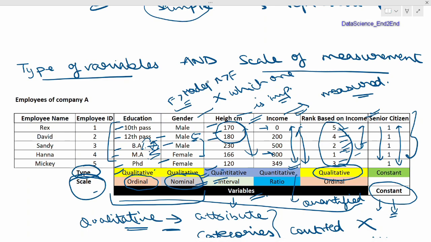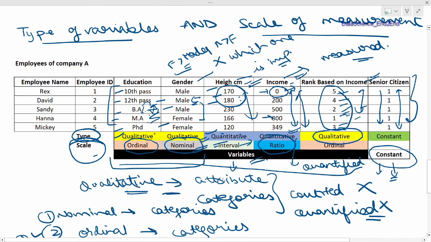The final one is the ratio scale. In case of ratio scale, it is exactly similar to interval scale, but there is one more possible value, which is 0. And this 0 is not possible in case of the interval scale. So that is the difference between ratio scale and interval scale. In our example, income can be 0, but height cannot be 0. That is why height is tagged as interval scale, while ratio is tagging income.